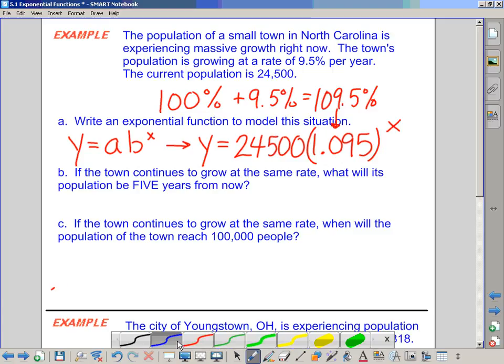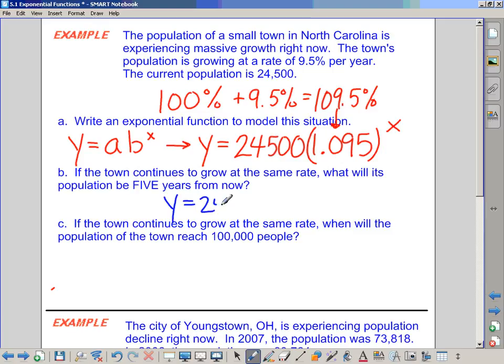In part B, they want to know the population of this city if it continues to grow at the same rate 5 years from now. So we just take our equation that we got from part A and replace x with 5. You should get 38,569. That would be the population of the town in 5 years.